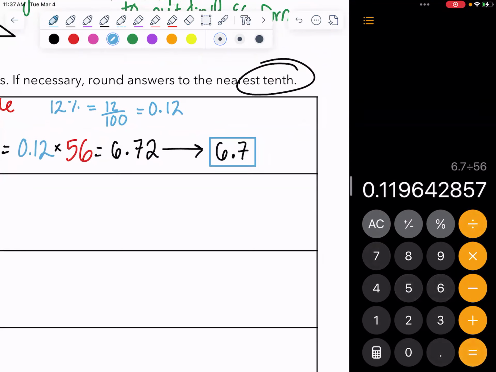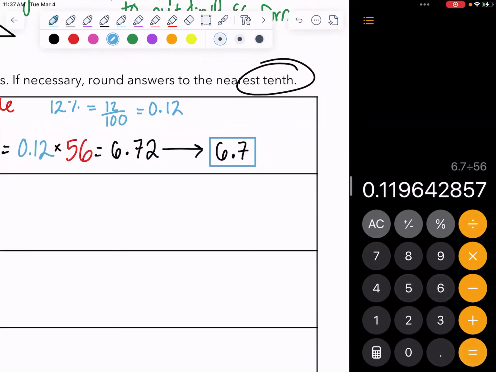We are trying to find, let's see, 45 is what percent? So we're solving for the percent. Percent is equal to the part divided by the whole. Now, we are solving for a percent here, so we're going to need to multiply by 100 at the end to get it back into percent form.